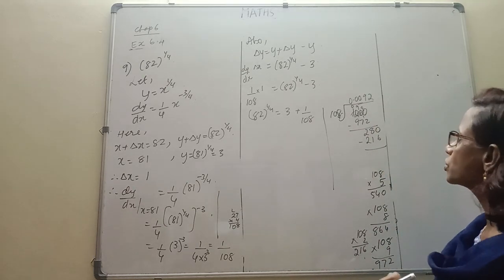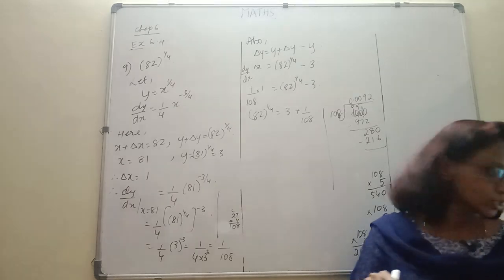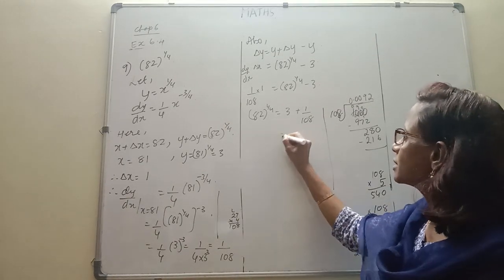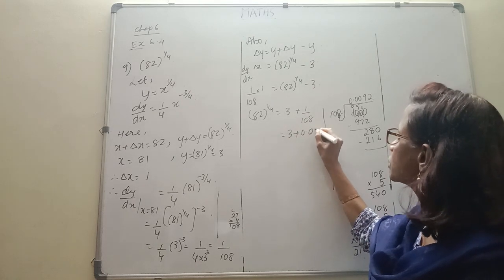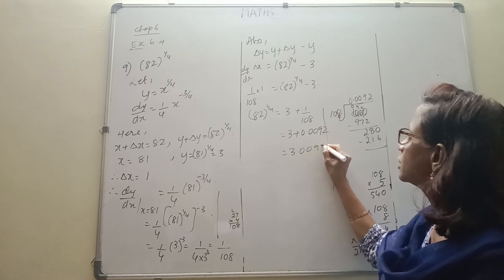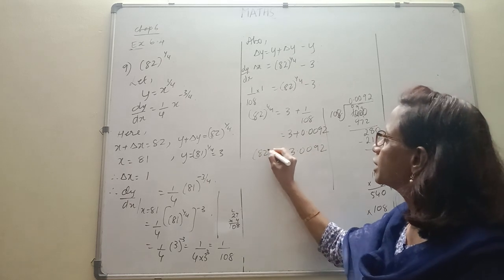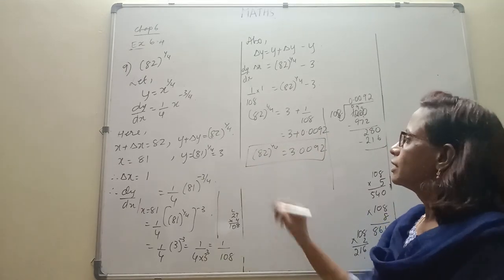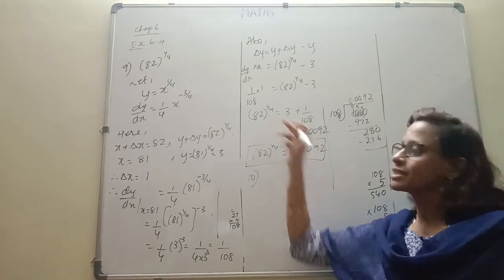So it is 0.0092. Because it's plus, 82 raised to 1 by 4 works out as 3.0092. That is the value of 82 raised to 1 by 4. Pretty easy because it was plus here.